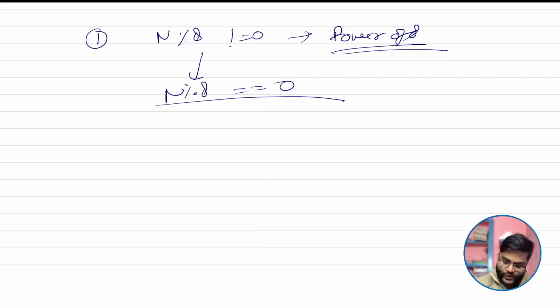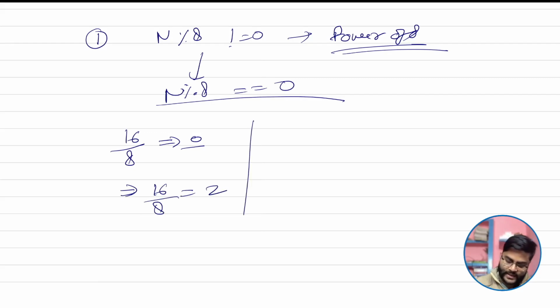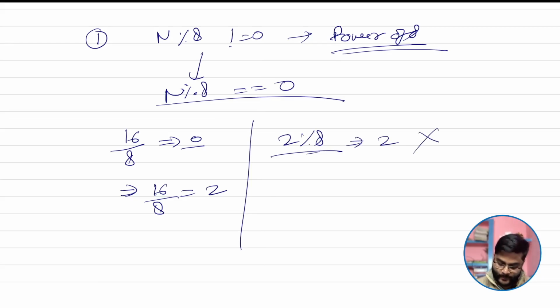Again, same as power of 2 and 4. So let's say it is 16. 16 mod 8 will be 0, so I will divide my number by 8. 16 divided by 8 will be 2. Again, I will do 2 mod 8. 2 mod 8 is 2. So it is not a power of 8.